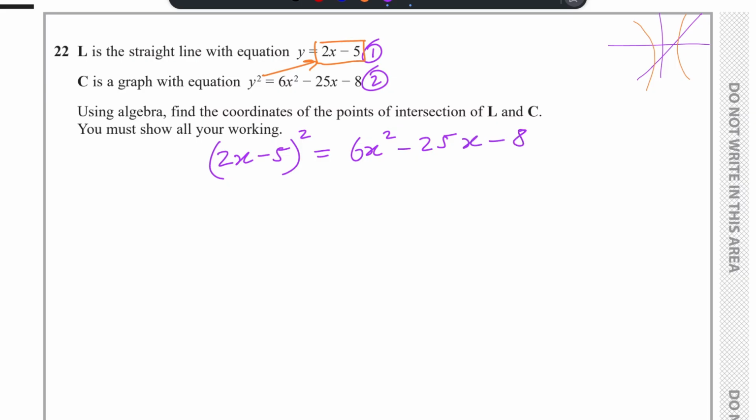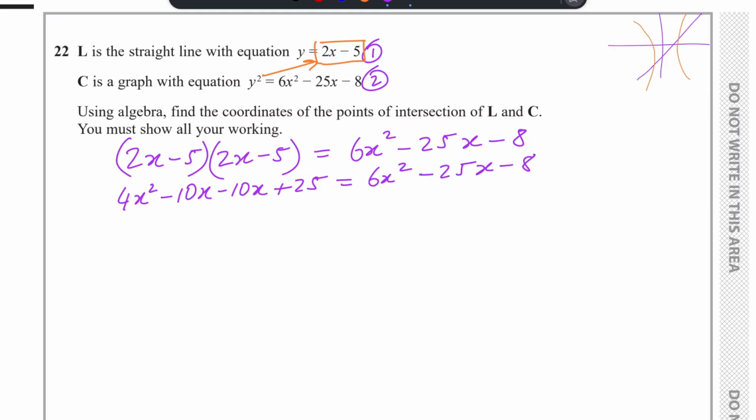Now, when you're squaring a bracket, it's basically writing the same bracket twice like this. This is going to be a bit clearer. We're now going to expand this all out. 2x times 2x is 4x squared. 2x times negative 5 is negative 10x. Negative 5 times 2x, another negative 10x. Negative 5 times negative 5 is plus 25, equals 6x squared minus 25x minus 8.